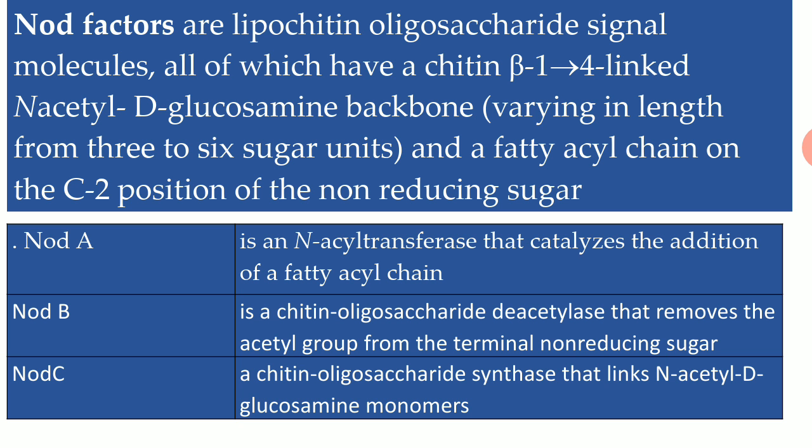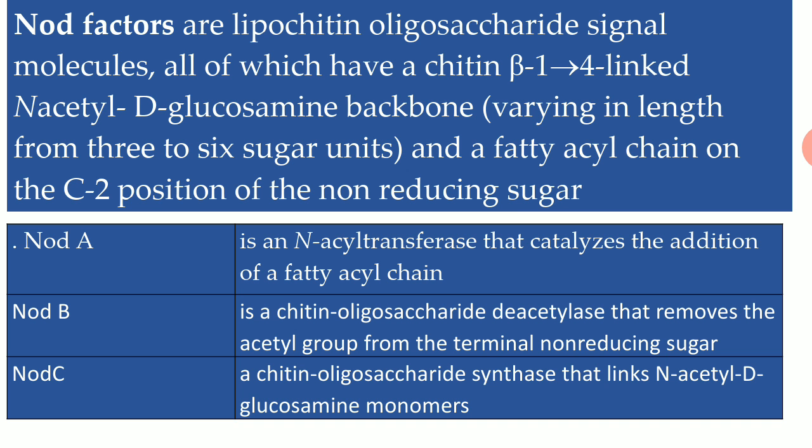Nod factors are lipochitin oligosaccharide signals, nod molecules, all of which have a chitin beta-1,4 linked N-acetyl D-glucosamine backbone varying in length from 3 to 6 sugar units and a fatty acyl chain at the C2 position of the non-reducing sugar. In June 2018, one question came and that changed the alpha 1,4 link for this one enzymes.